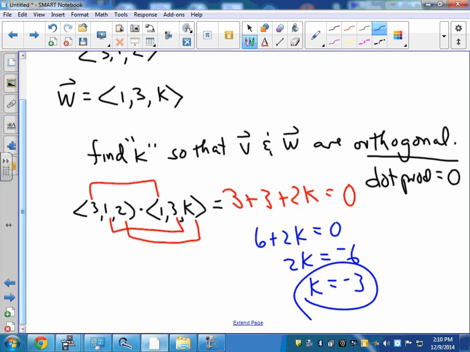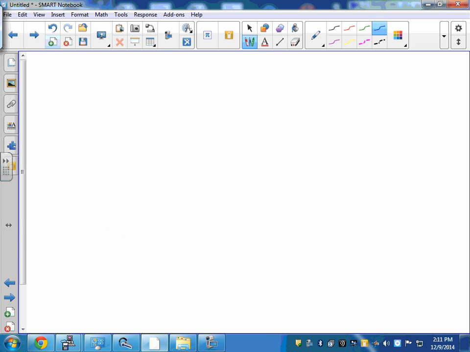Okay. That's about the only applications for dot products, angles between vectors. You also use it for projections, things like that. What I want to spend the rest of the time with is cross product. While dot product is fairly easy, cross product is a little difficult.